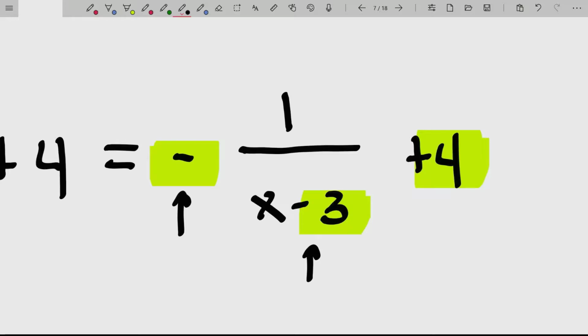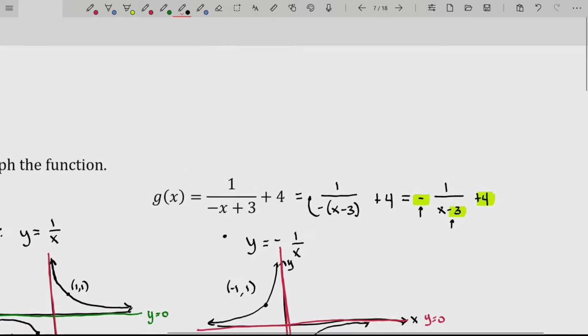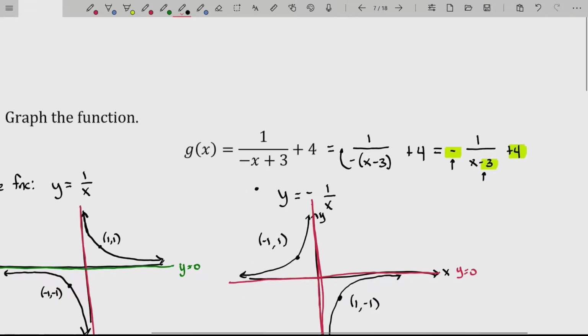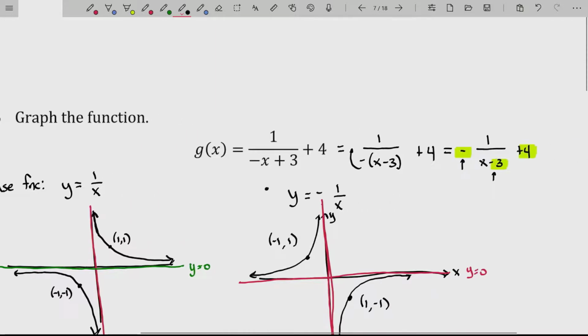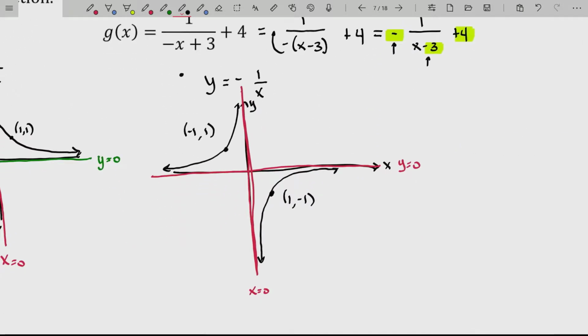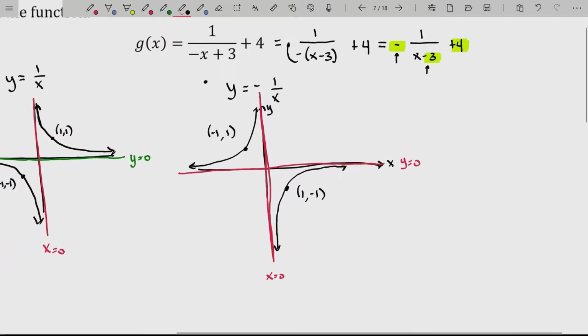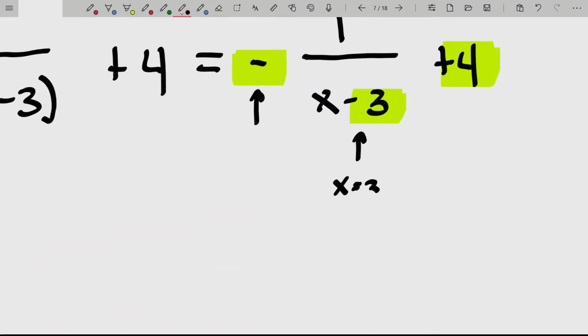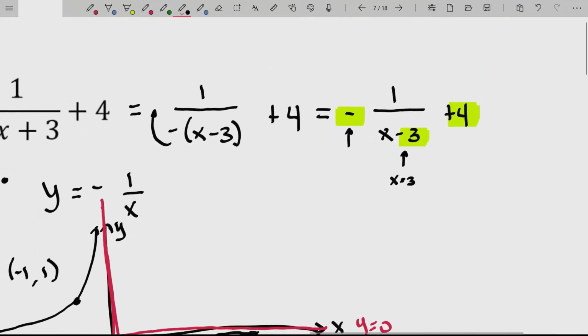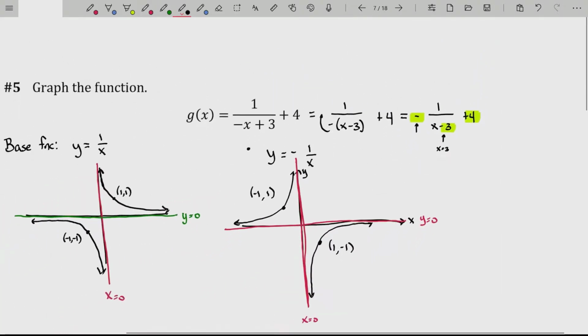x minus 3. Okay, so the argument of my function. Remember, the function is basically 1 over x. But instead of 1 over x, we have 1 over x minus 3. So the argument is x minus 3. The only way to turn that into 0 is to let x equal positive 3, which means that shifts our graph here 3 units in the positive direction. Again, the only way to turn that denominator into 0 is using x equals 3, which means that's how far it's been shifted, positive 3 units in the x direction.